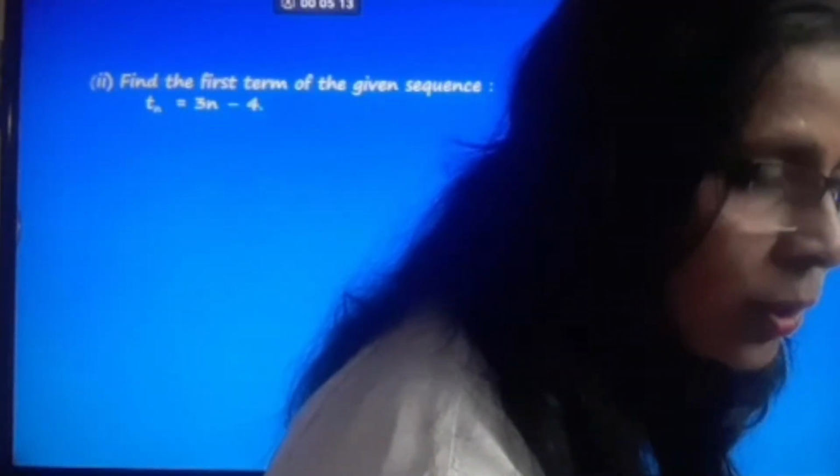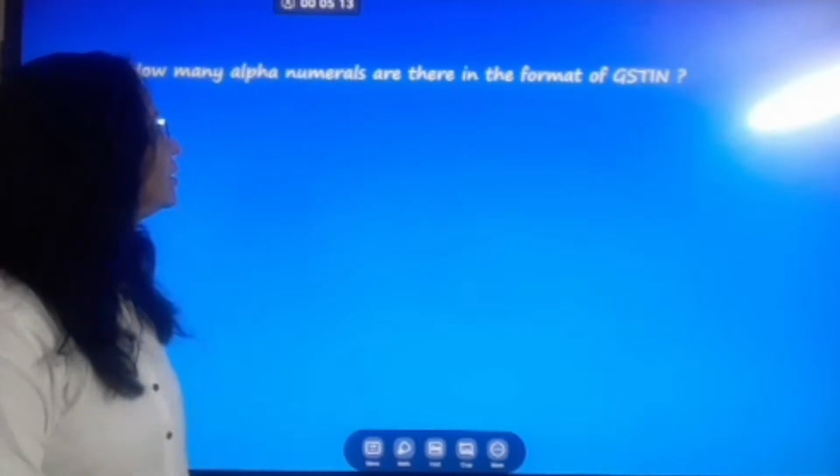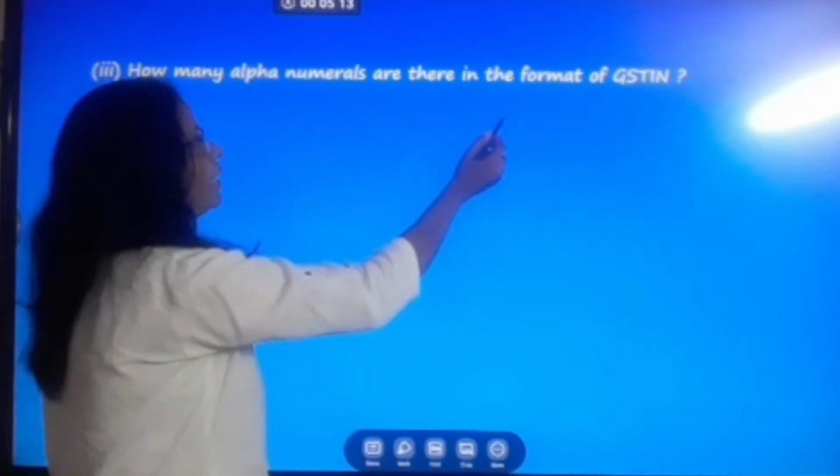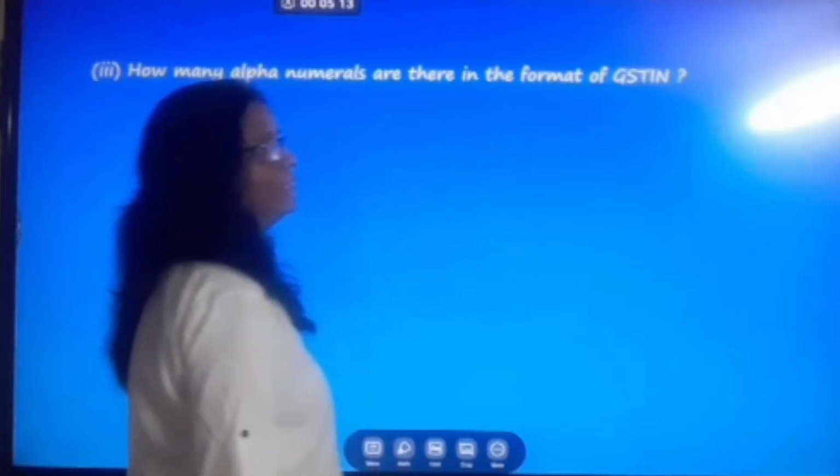Then next one students, see the example. How many alphanumerals are there in the format of GSTIN?